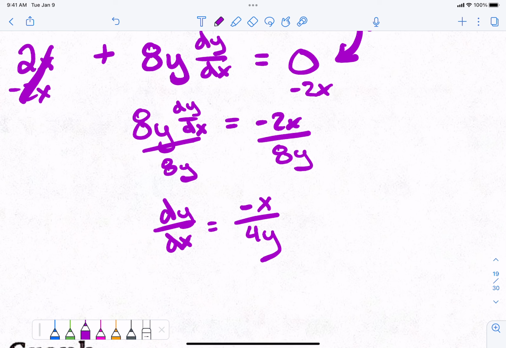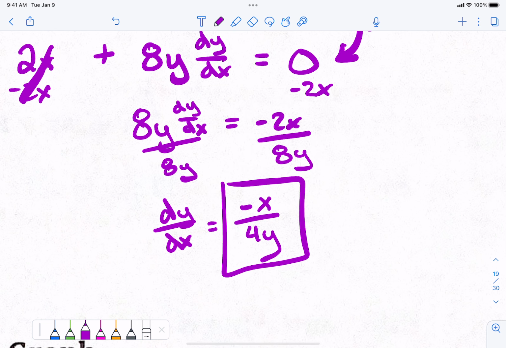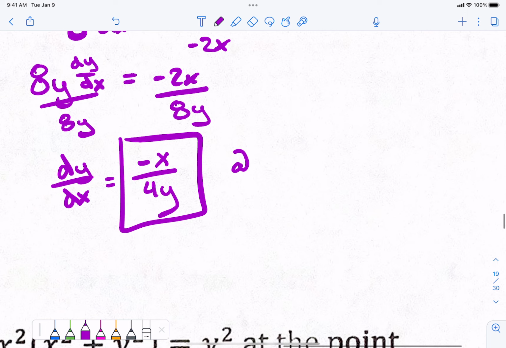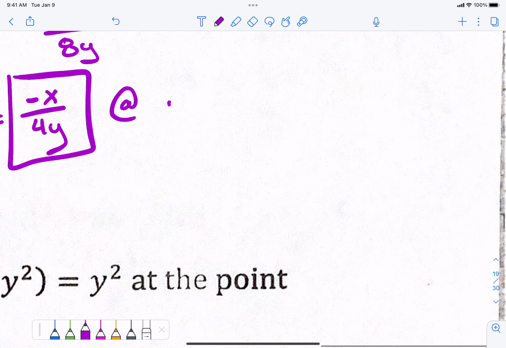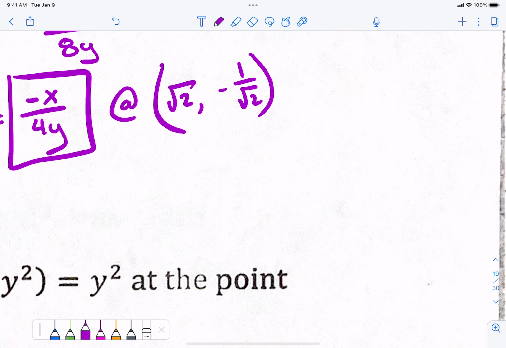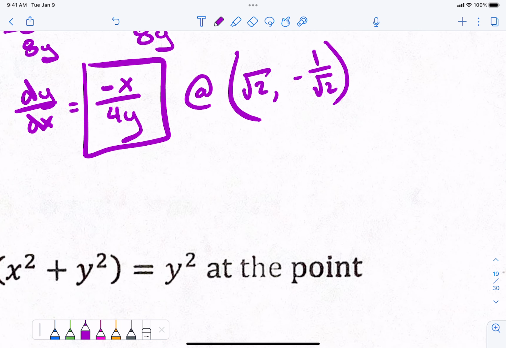Negative x over 4y, yeah? Got it? If I reduce the 2 and the 8, this is my derivative, okay? So this is what I want. I want it at the point, particularly, the square root of 2, comma, negative 1 over the square root of 2. Okay, that's a really ugly point, but that's what I'm going to use.